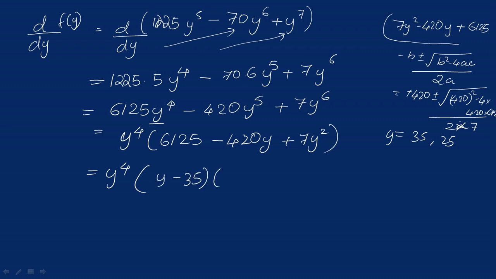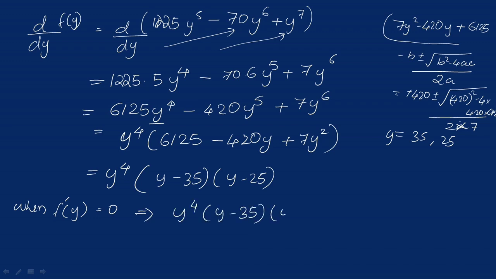So the quadratic equation can be written as y minus 35 into y minus 25. If f dash of y is equal to 0, that means y raised to 4 into y minus 35 into y minus 25 is equal to 0. Here the values of y are: y raised to 4 equal to 0 means y is equal to 0; y minus 35 equal to 0 means y is equal to 35; and y minus 25 equal to 0 means y is equal to 25. So we have three values for y.